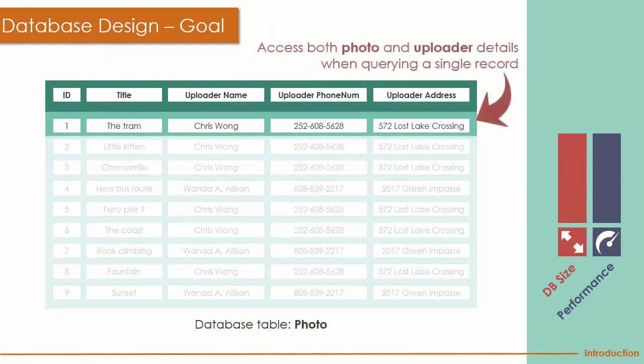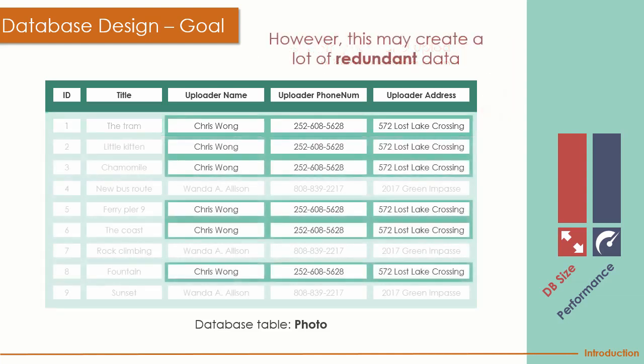The benefit is when you want to load the photo, you just need to run a single query on the database. And no join, no reselect. You get the upload information together with the photo. But the problem is you may create a lot of redundant data, like you have a lot of Chris Wong, along with all other duplicated data.